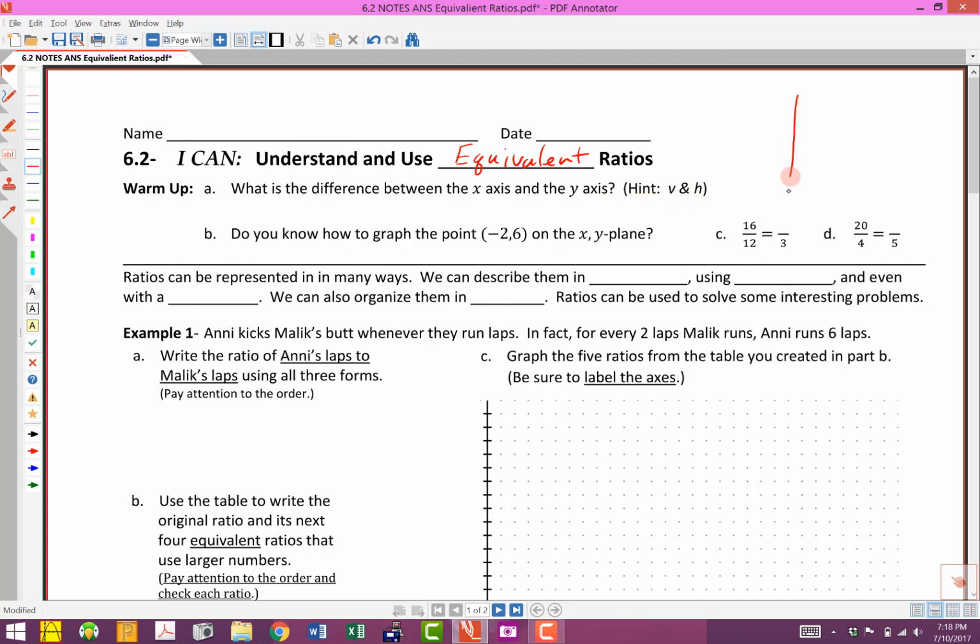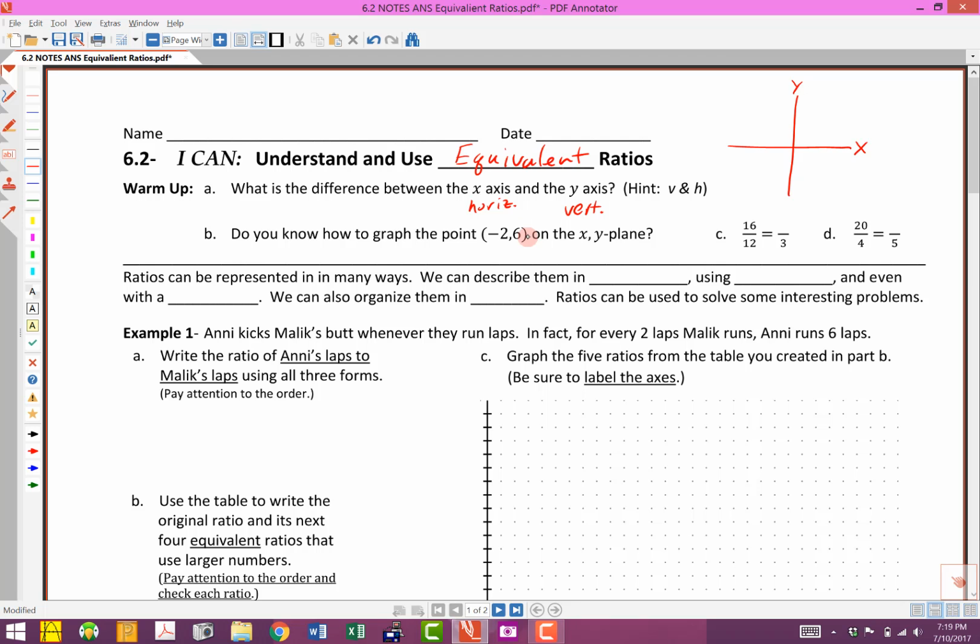If you'll remember, when we're talking about the x-axis and the y-axis, the x-axis is a number line that's set horizontally, and the y-axis is set vertically. So the difference here is we get the x-axis, the horizontal coordinate, first, and then we get the vertical coordinate second. All right.